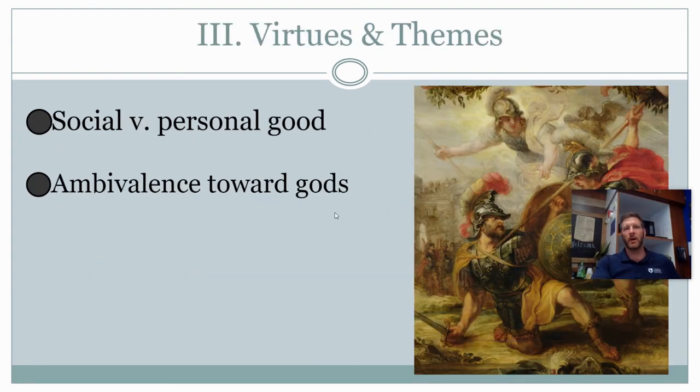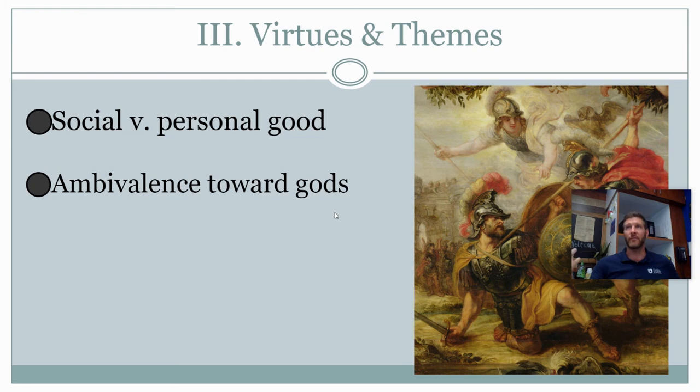Two other things to point out. One, embodied in that choice by Achilles of whether he wants eternal glory or a long peaceful life, is this balance of social versus personal good. And that's another theme running throughout the story. And the Greeks were a very social people. We're going to talk about their political structures.